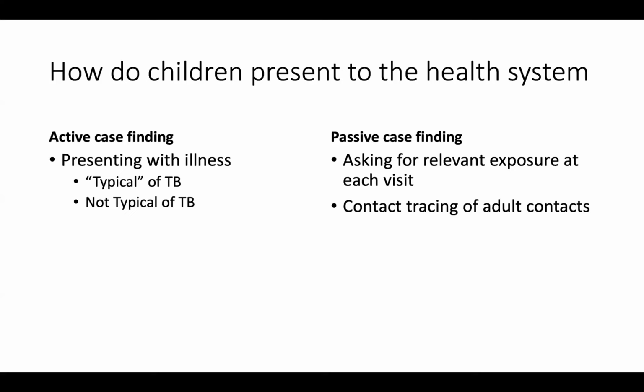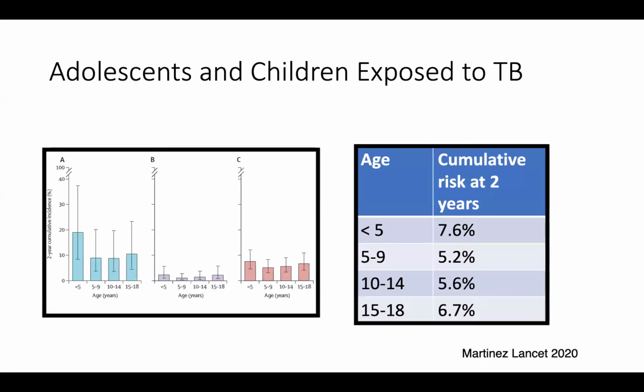And then we also have passive case finding, where children are coming to the clinic and they either have symptoms or if they don't have symptoms, we contact trace them through adult contacts, and we can ask if there's exposure at each visit. And we want in the guidelines to have strategies for all of this. I want to also remind you that part of the decision-making of children when we are talking about tuberculosis is not only about treatment, but also whether children need prevention.